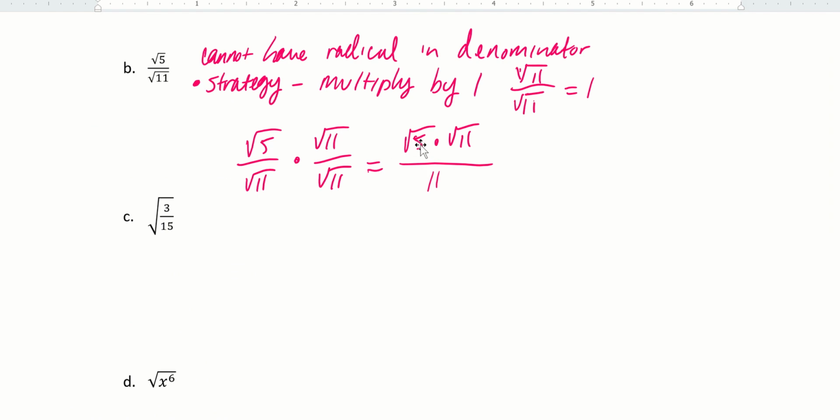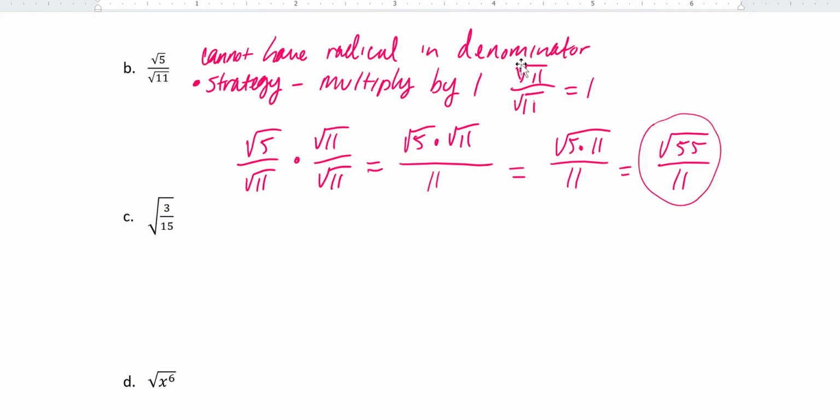Now, the square root of 5 times the square root of 11 is equal to the square root of 5 times 11, which is equal to square root of 55 over 11. As far as I can tell, there are no perfect square factors of 55, and so this is going to be our answer. So when you have a radical in the denominator, you're going to multiply by 1. Any number divided by itself is 1, but you're going to write it in a way that you use the denominator radical to make 1.